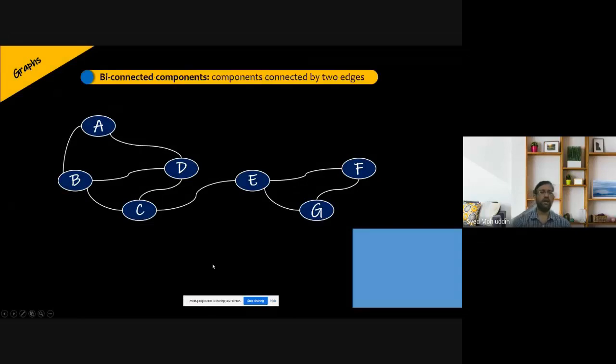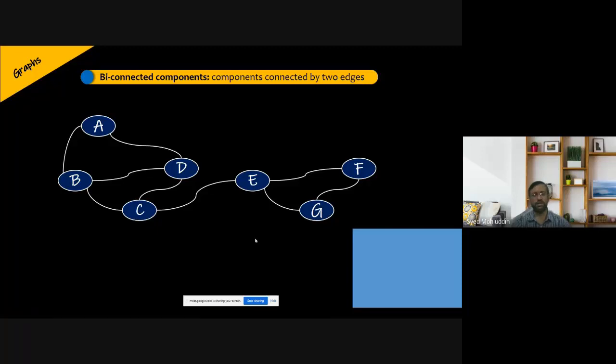Now let us look at another term. We have seen connected components and strongly connected graphs. Let us look at another term known as biconnected components. Now this graph we have already seen. I said that removing the edge from C to E will make this into two different components, one with A, B, C and D, the other with E, F and G.